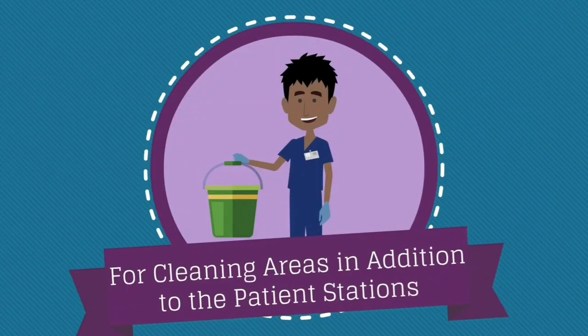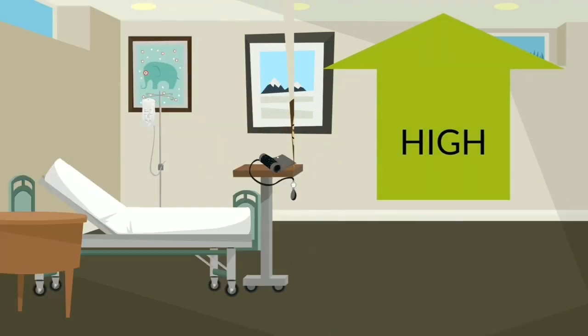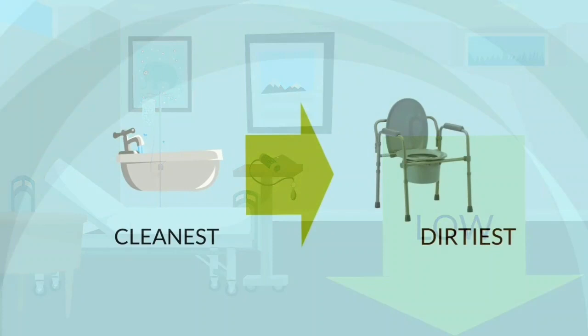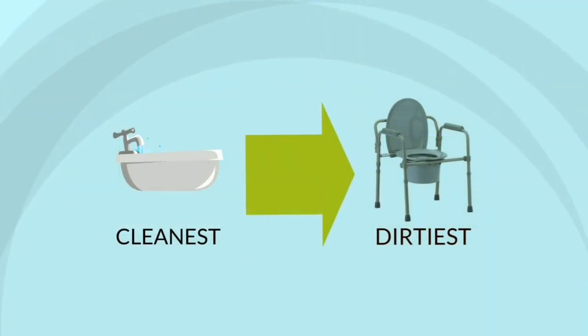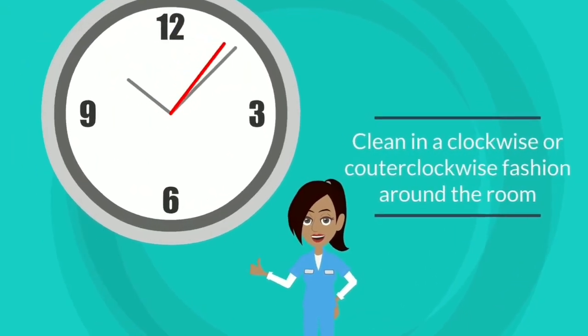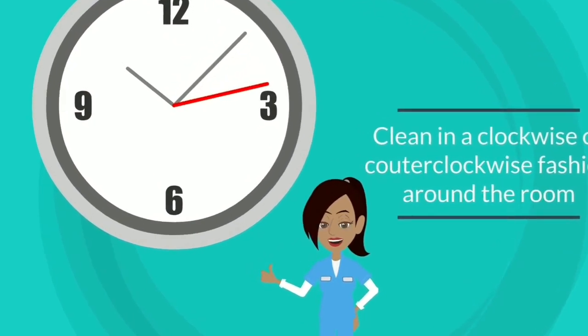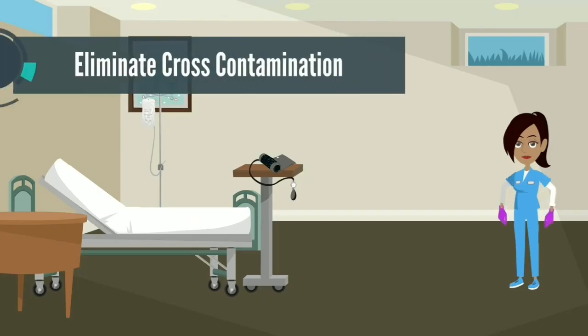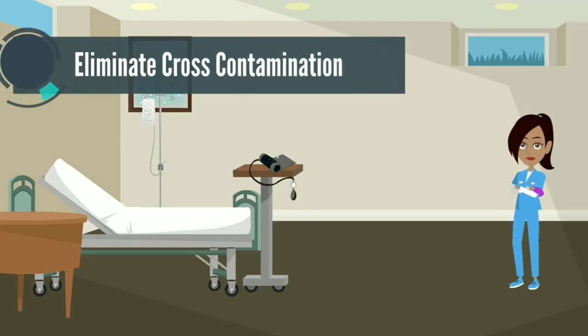For cleaning areas, she begins to clean, making sure she is going from top to bottom, cleanest to dirtiest areas. Then she moves in a clockwise or counterclockwise fashion around the room. This helps her to clean all items that need cleaning and also to prevent her from cross-contaminating areas and items in the room.